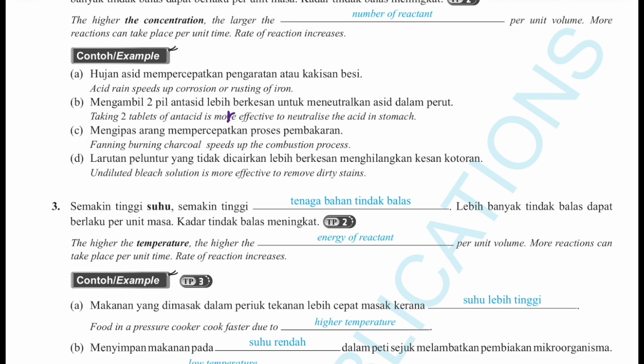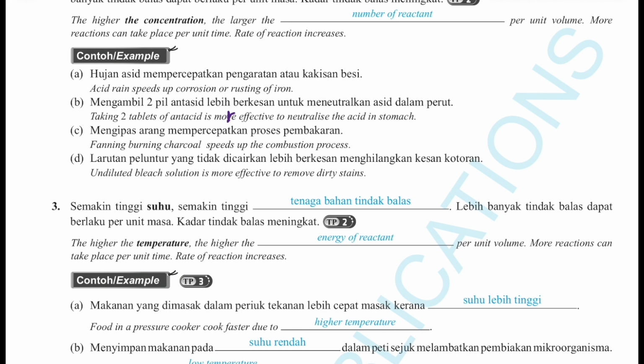Okay, baik. And then the second one, taking 2 tablets of antacid is more effective to neutralize the acid in stomach. Jadi kalau kamu ambil 2 pil antacid, lebih berkesan untuk menetralkan asid dalam perut. Ini berbanding kalau kamu gunakan satu saja pil antacid ni ya. Sebab kalau kamu gunakan 2 tablet of antacid, so you will have the higher the concentration of the dosage ya, kamu akan absorb lebih banyak kepekatan dos ubat itu tadi.